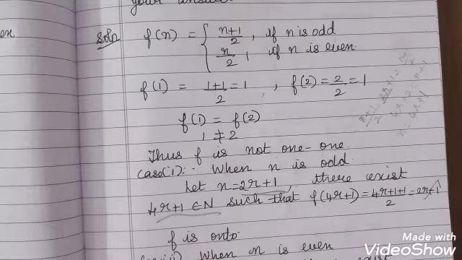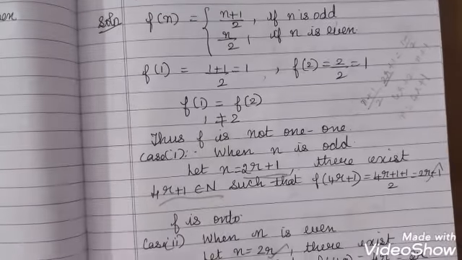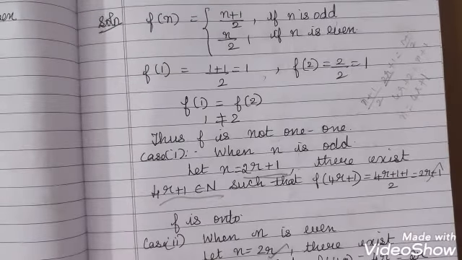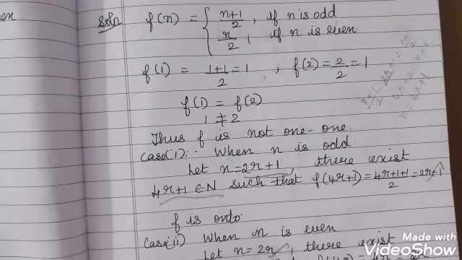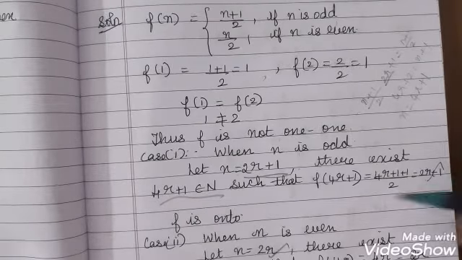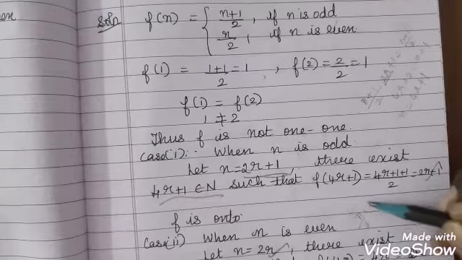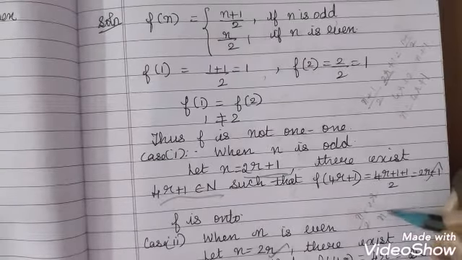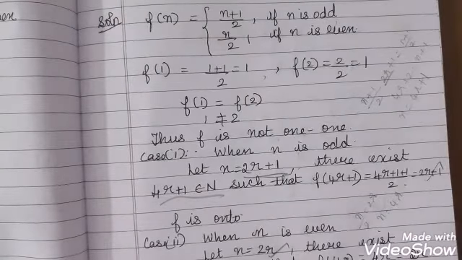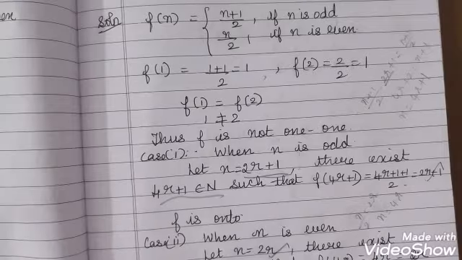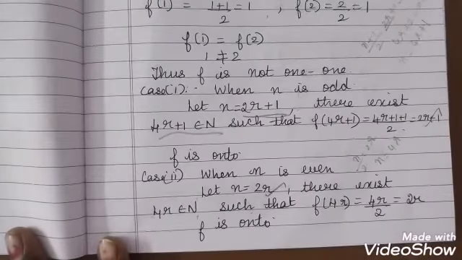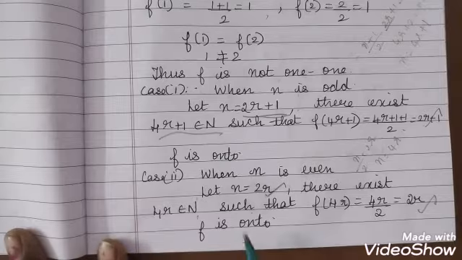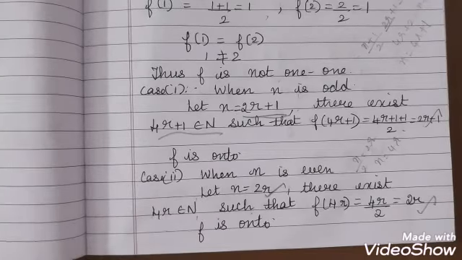Now when n is said to be even, generally how do you take it? Even numbers are nothing but multiples of 2. So n is equal to 2r. If I want to show that n is equal to 2r, then n by 2 is equal to 2r. When I cross multiply, I will get n is equal to 4r. So 4r belongs to N such that f of 4r is equal to 4r by 2, that's nothing but equal to 2r, and therefore I can say that my f is said to be onto.